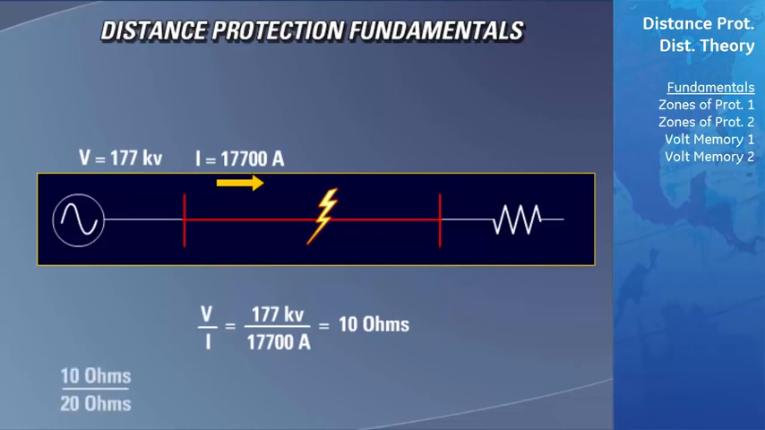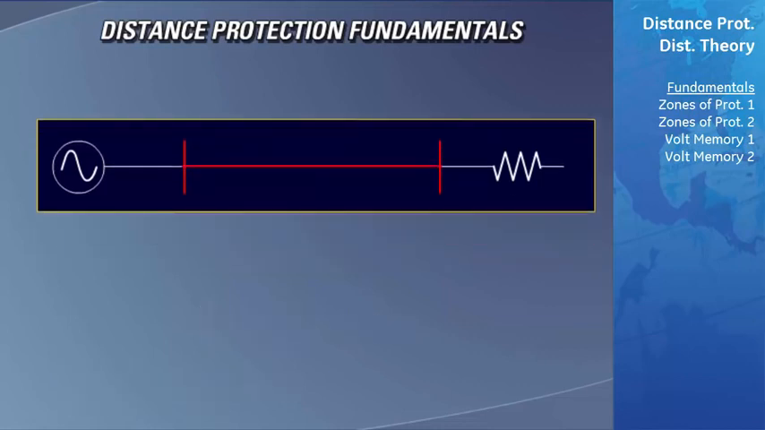The term distance is used because by comparing the calculated impedance of the transmission line with the known impedance of the transmission line, it can be determined how far along the transmission line the fault has occurred. In our example, the fault occurred at a distance of 50% of the entire transmission line.